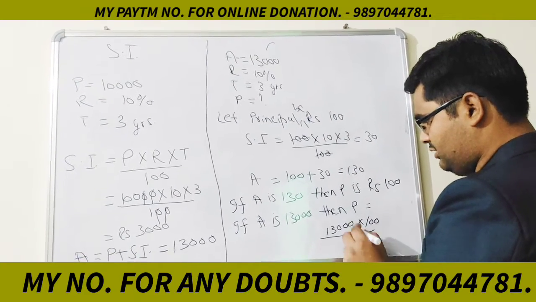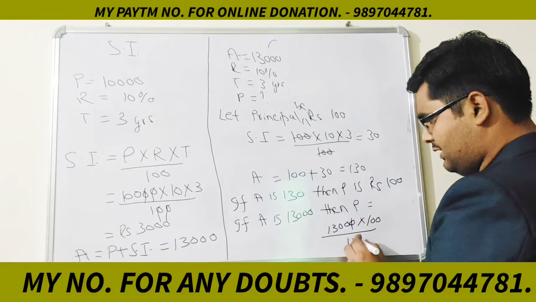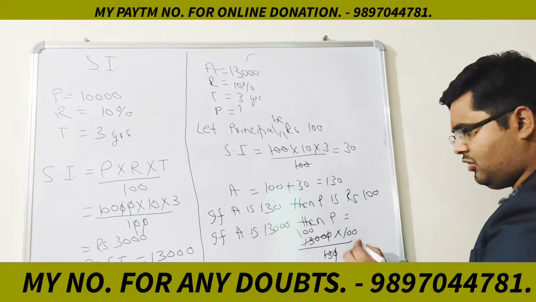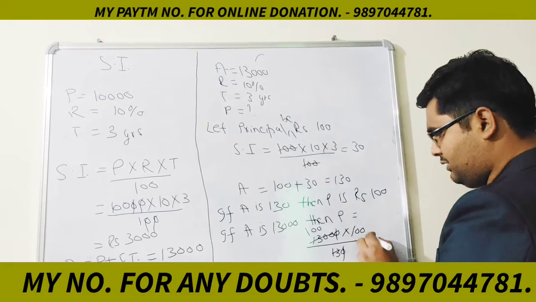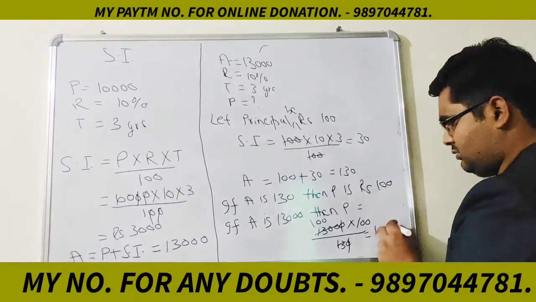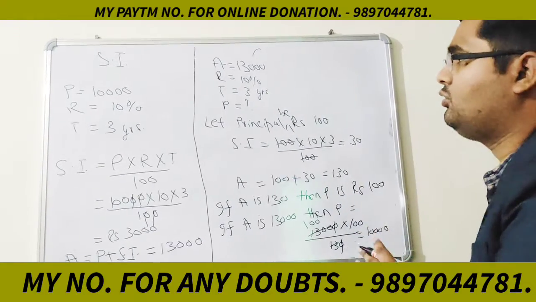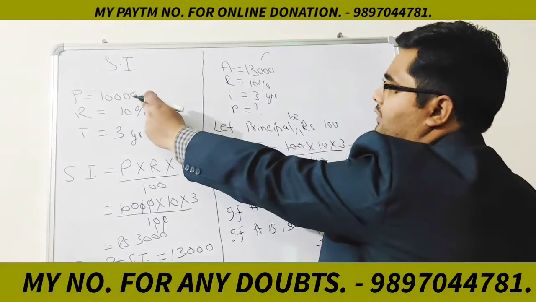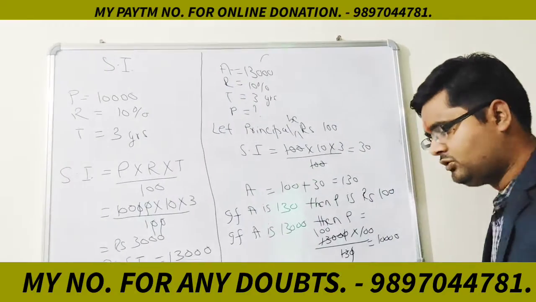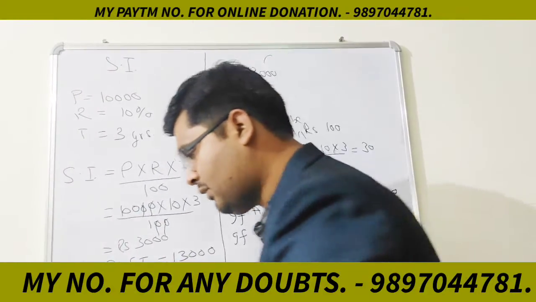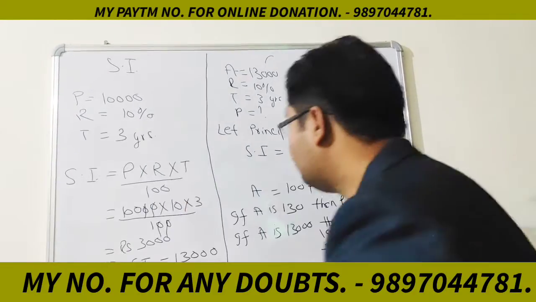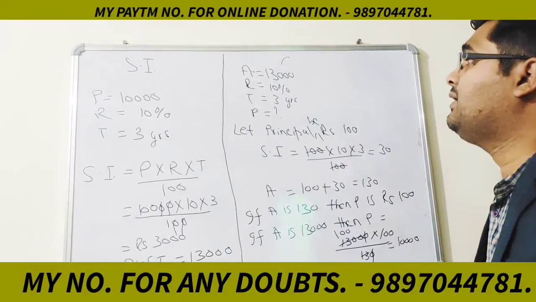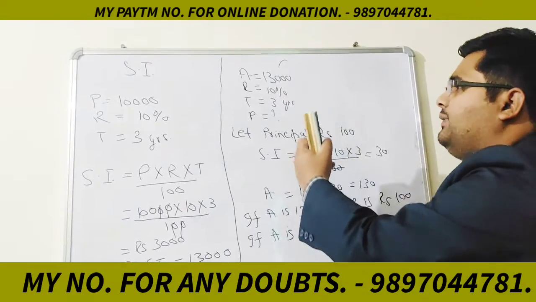Now this 0 and this 0 get cancelled. 13, this 13 is 100 times. Now 100 into 100 is how much? It is 10,000. So this is how you got your principal, that is 10,000, and earlier I had also given you the principal 10,000. So this is basically an example of simple interest, these types of questions you find in your books. But here you are calculating the principal.